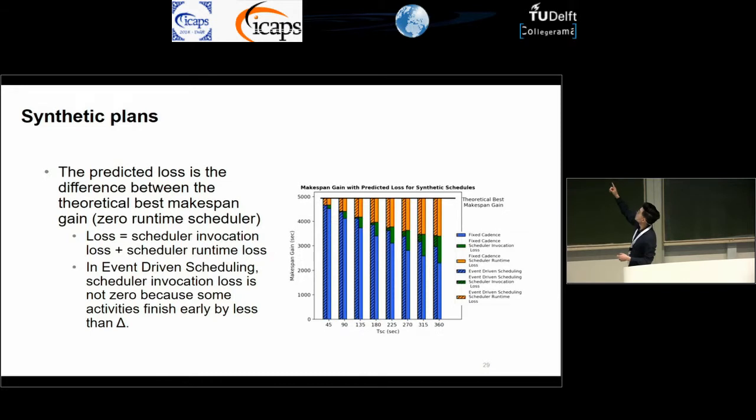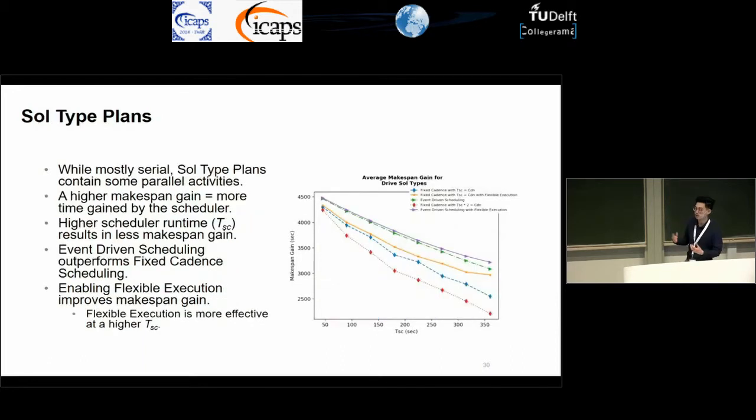So you can see here we did a theoretical best makespan gain model, which would be an instantaneous scheduler. And we compared that against our scheduler's runtime. So you can see that the difference between the makespan gain of our scheduler versus the theoretical best makespan gain is actually equivalent to the predicted loss that we have. And so this shows that our model is actually pretty good when it comes to predicting loss when our assumptions hold true. But what about when they don't?